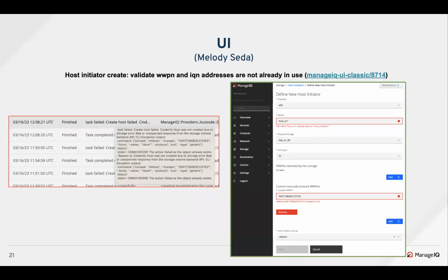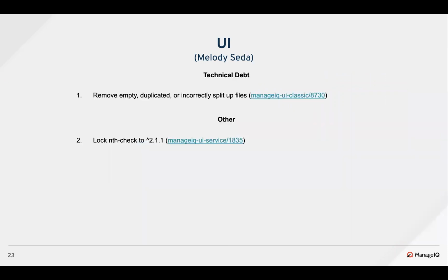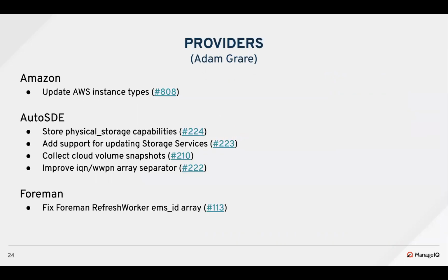The AutoSDE team also added validation for the WWPN and IQN addresses to block users from submitting an address that's already in use. They also fixed an issue with the multi-select components CSS. And additionally, Joe removed empty, duplicated, or incorrectly split up files, and I locked the nth check package to a higher version to solve some CVEs. And that's all for the UI.